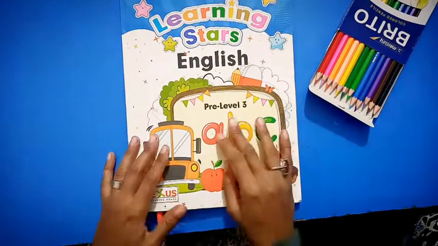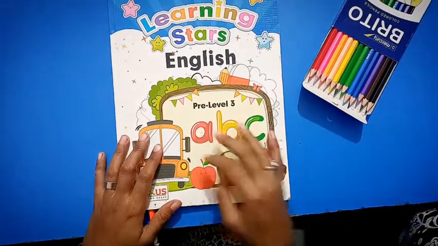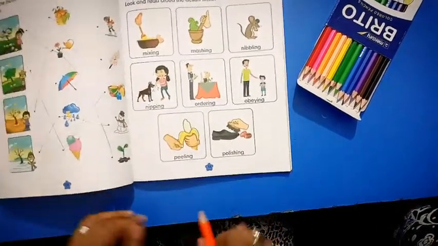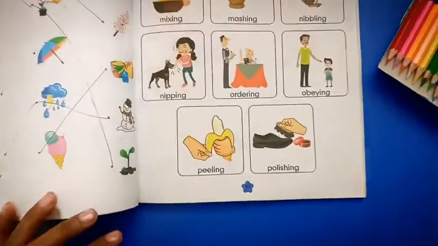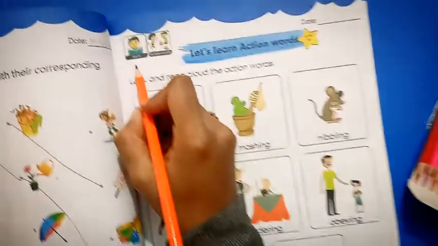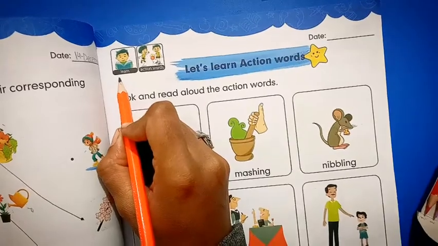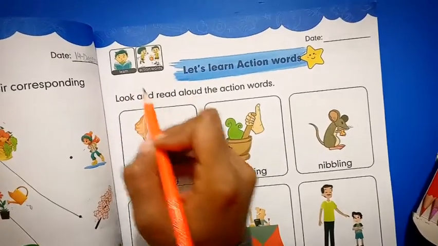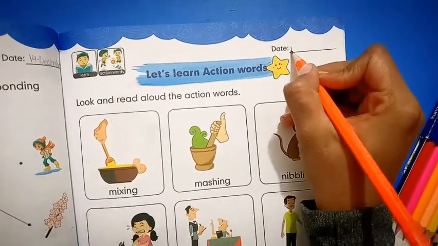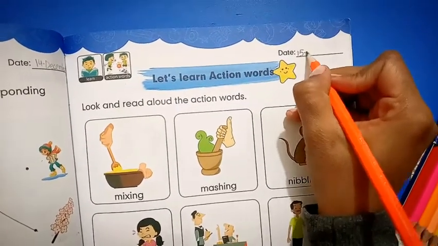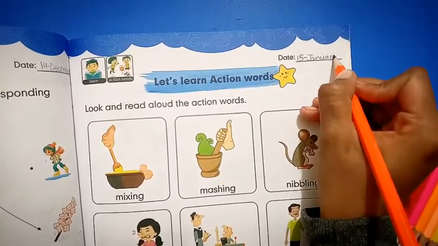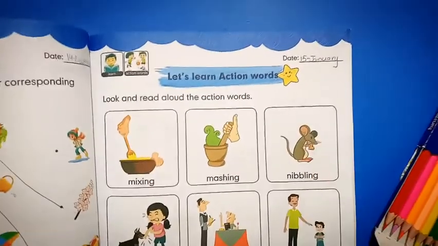Take your English workbook, Learning Stars English. Open your book, open page number 55. What does the icon say? Learn action words. Let's learn the action words. Mention here the date. It's 15th of January. Do write the complete spelling of January.